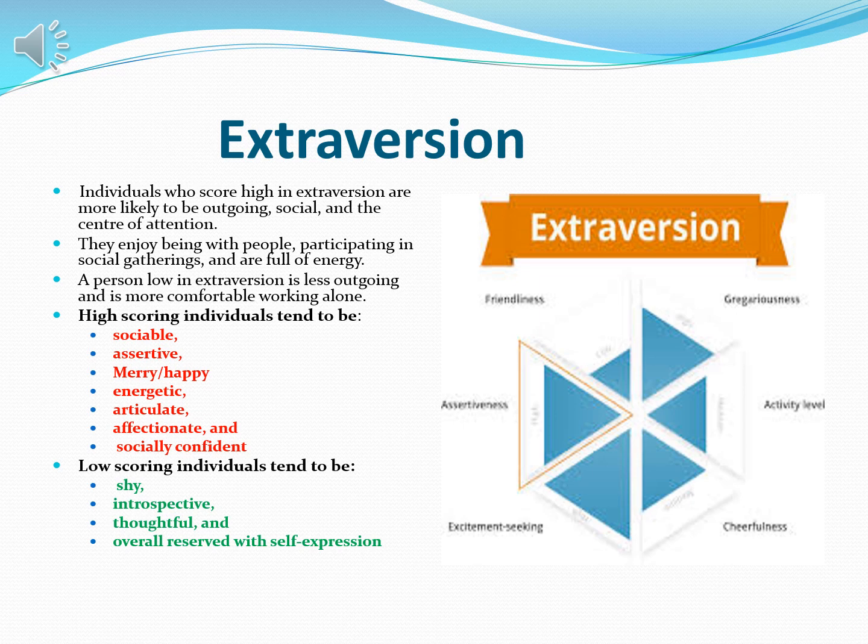People who are on the higher side of the extraversion score are more sociable, assertive, merry, happy, energetic, articulate, affectionate, and socially confident. And the people on the lower scoring side are shy, introspective and thoughtful, and overall reserved with self-expression. So these are both sides of this trait.